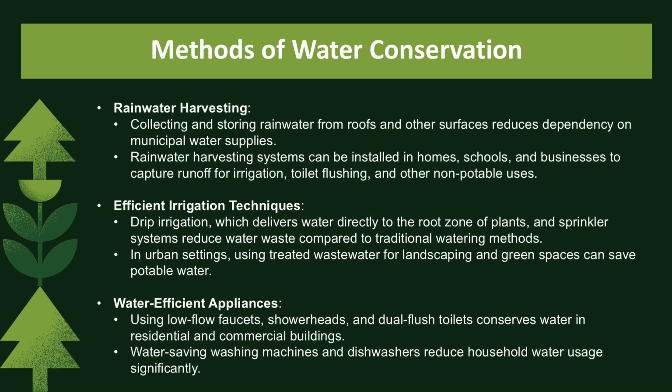There are several effective methods for conserving water. Rainwater harvesting is one. This involves collecting rainwater from roofs and storing it. The stored water can be used for things like watering plants or flushing toilets, reducing demand on city supplies. Another method is efficient irrigation. In agriculture, techniques like drip irrigation and sprinkler systems ensure that plants get water directly, with less waste. Using treated wastewater for parks and green spaces in cities can also save fresh water.